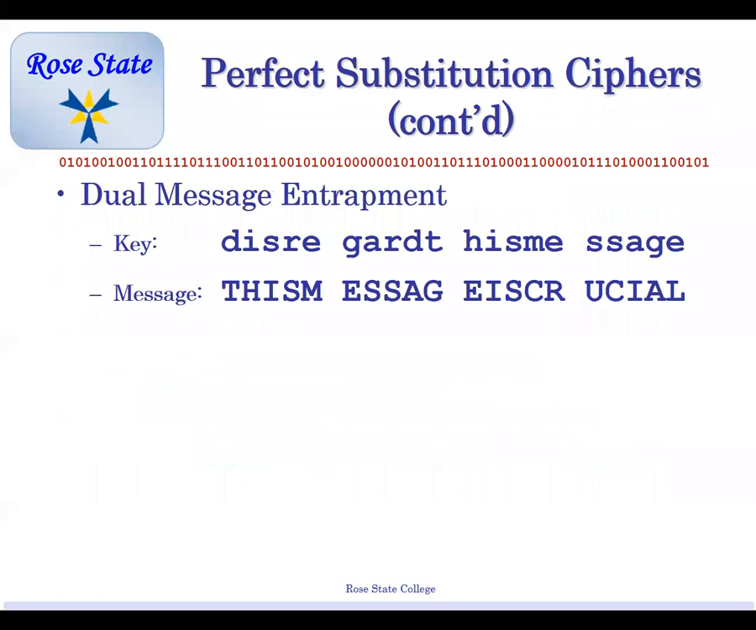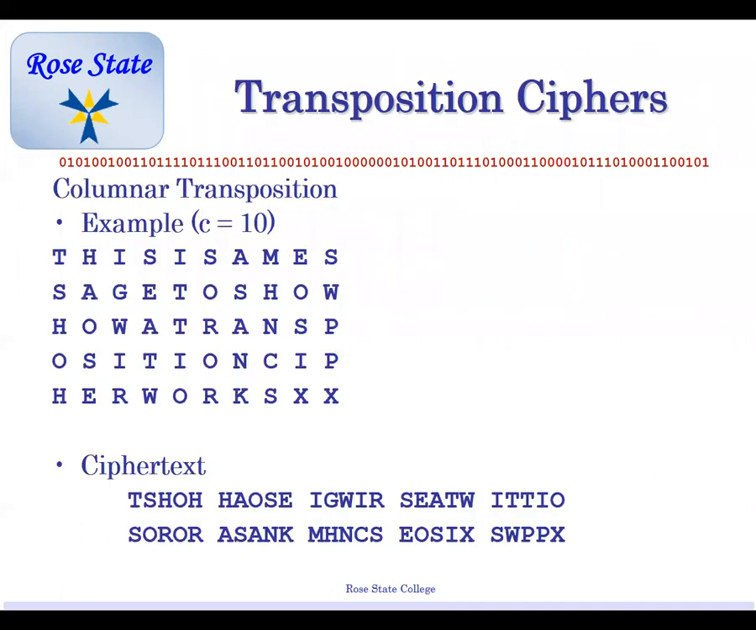So, okay. There's also something called dual message entrapment. So maybe the key is "disregard this message," and the message is "this message is crucial." So even if you did decode it, which one do you believe? Okay, so that's another way.